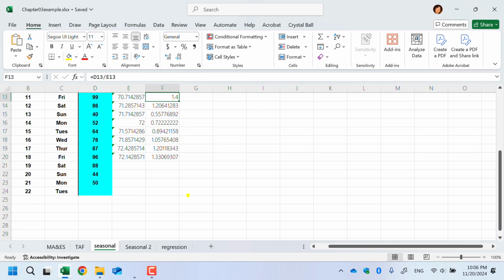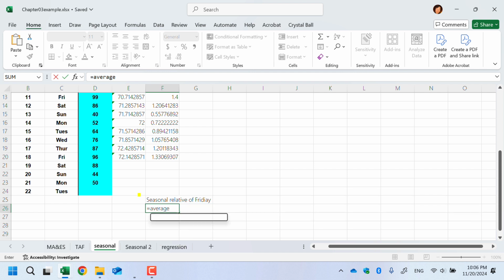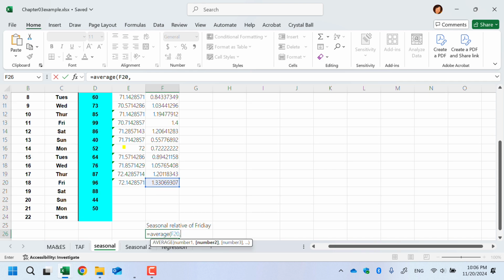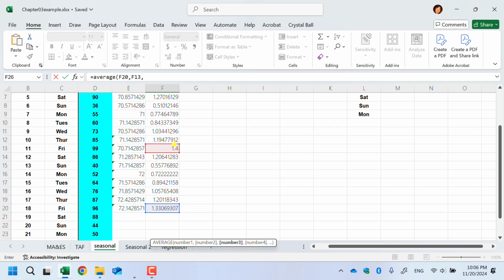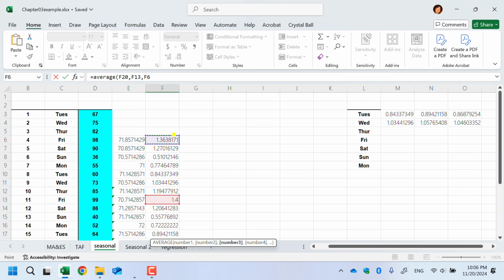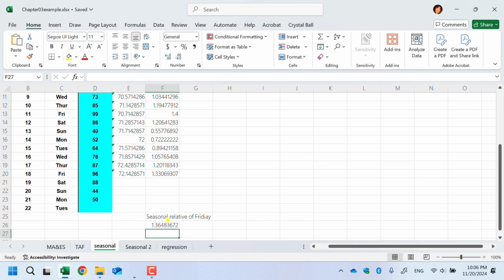So once you want to find out what is the seasonal relative of Friday, then you can simply calculate the average of this, no, this is not a relative, this and this and this, and you can tell the seasonal relative of Friday is 1.348.